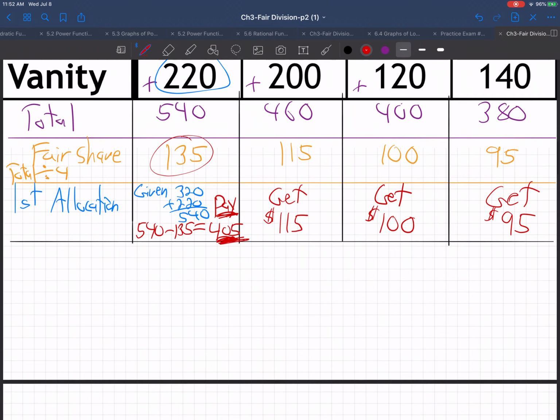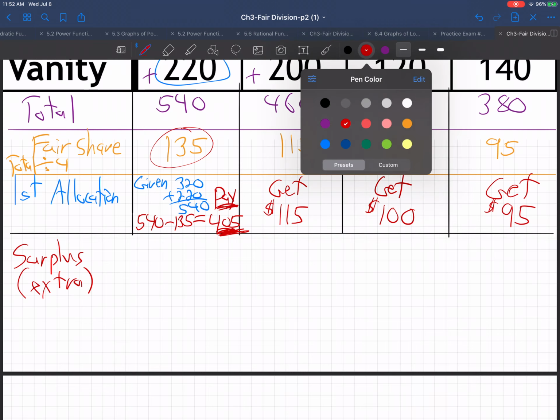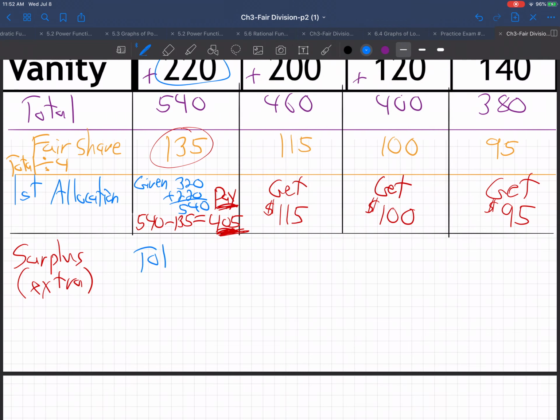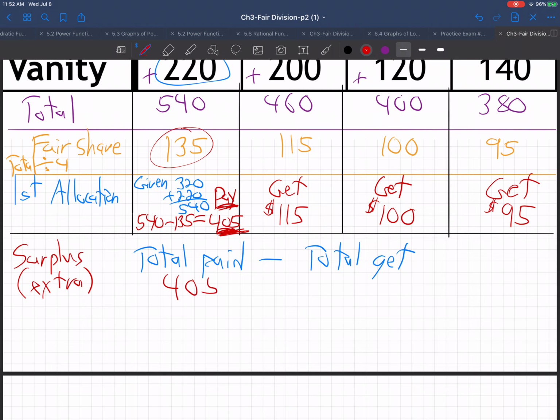What's the surplus? Okay, surplus is the extra money. So surplus, the extra money left over. That's always calculated by taking the total paid minus the total people get. So the total money paid into the estate, what's the total paid? Well, the 405, only A paid. Minus, what's the total amount of money people got? Well, 115, right here, 115, 195. Add those up, what is that?